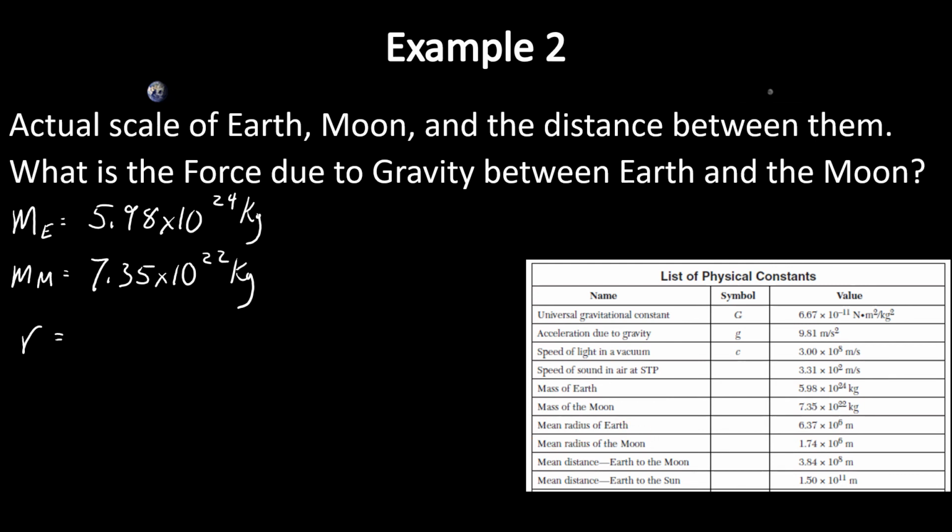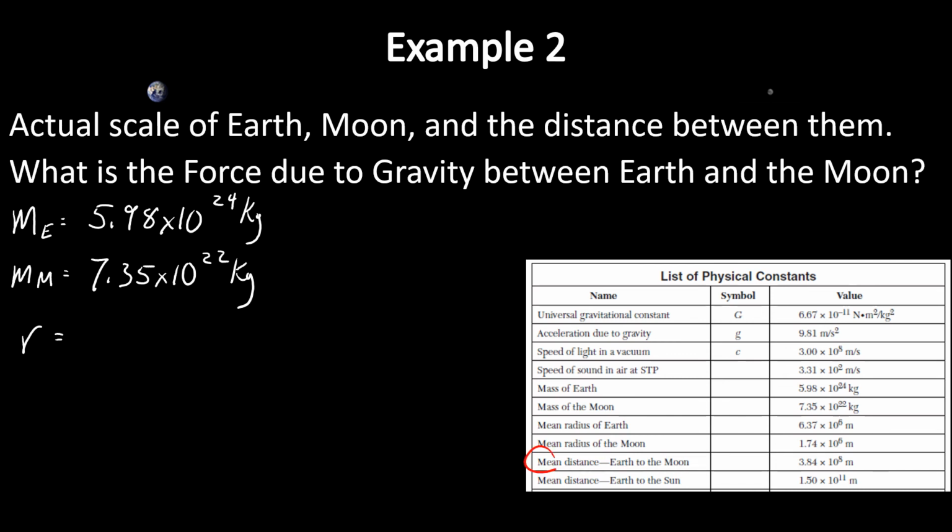No, those would tell us, if you look at the diagram up there, that's this distance, the radius of the Earth and the tiny radius of the moon over there. We want this distance, the distance between their centers. That's R. That'll tell us how far apart they are, which will tell us how strong that gravitational force is. So we're looking for mean distance Earth to the moon. And mean just means average.